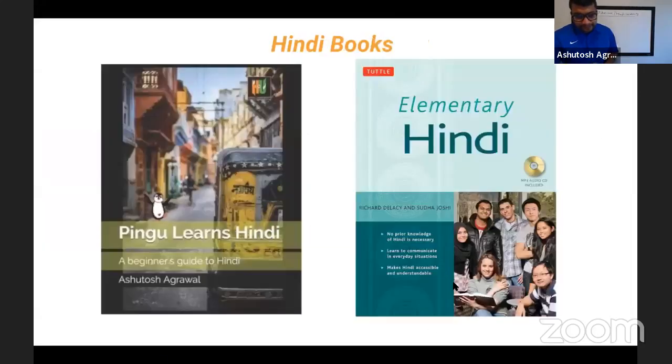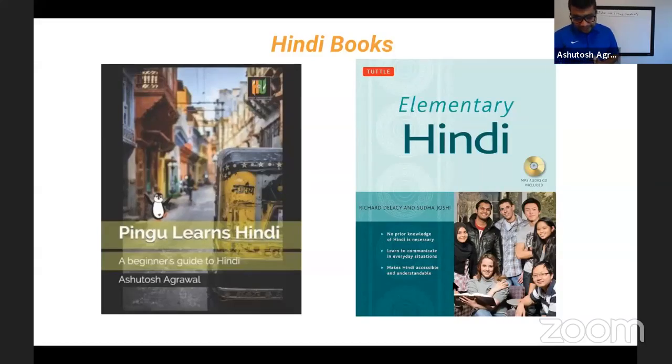As far as the books are concerned, as you know, this year we've been following two main books, Pingu Learns Hindi as well as Elementary Hindi. Pingu Learns Hindi is written by myself and some of the Hindi University students, and Elementary Hindi is a book written by Professor Richard Delacy and Sudha Joshi. Richard Delacy is also a professor of Hindi at Harvard University.